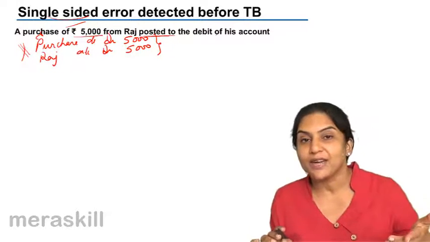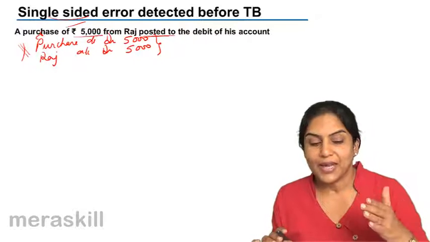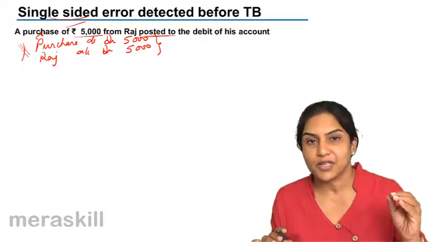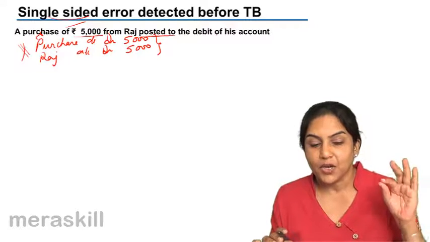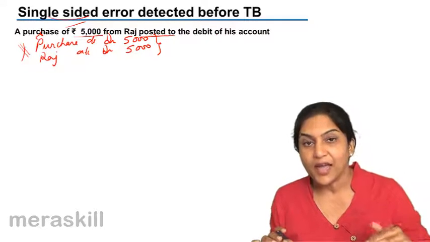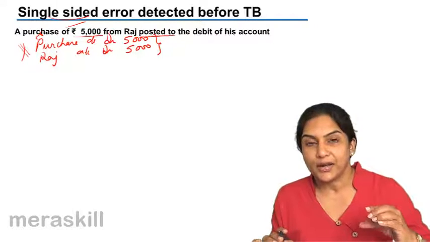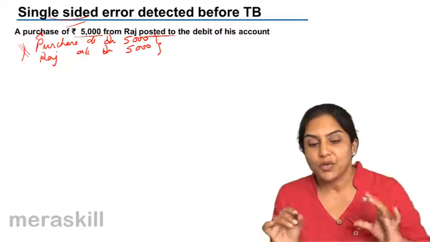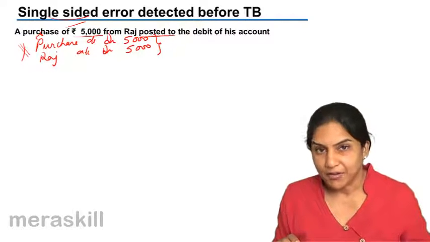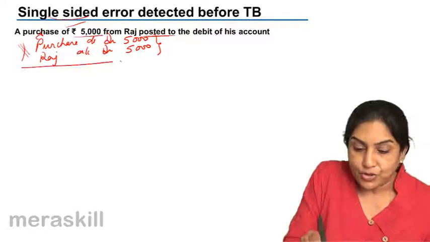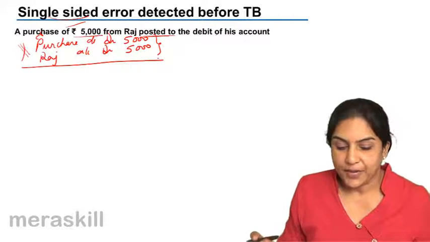The wrong entry needs to be reversed. How do we cancel a wrong entry? Simply reverse the entry, it gets cancelled. So we can always cancel the wrong entry and pass the new entry. A combination of this will tell us what would be the effect. Let us see what should be the rectification entry.